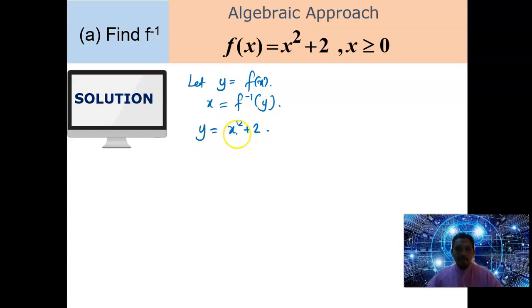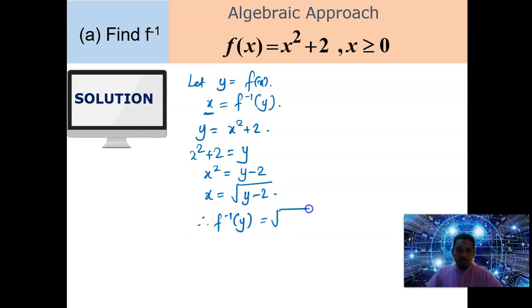Okay, so from here we try to make it as x equal to a function of f with a variable of y. So x squared plus 2 equal to y, and x squared equal to y minus 2, and x equal to square root of y minus 2. So then f inverse of y equal to square root of y minus 2, or f inverse of x equal to square root of x minus 2. So this is the function f of x, and this is the inverse function, f inverse of x.